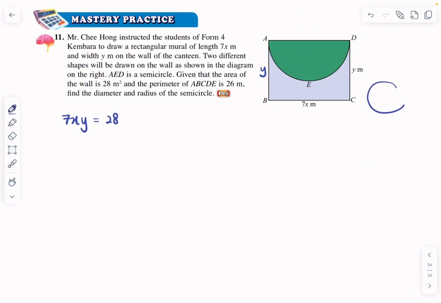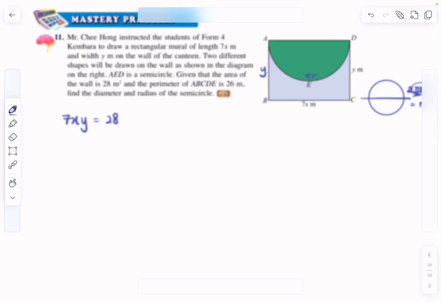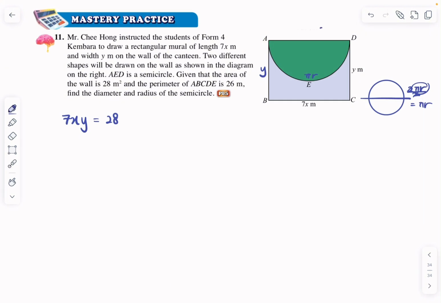The circumference of a circle is 2 pi r. Half the circle will be pi r. So this is pi times radius. If this full thing is 7x, the radius would be half of 7x, which is 3.5x, or we can say 7 over 2 x.